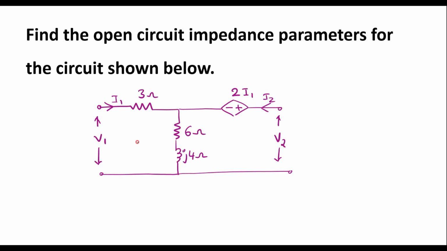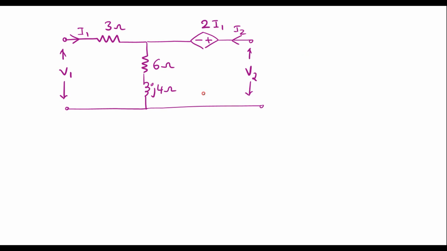In this video, I will solve one numerical on Z parameters. Find the open circuit impedance parameters for the circuit shown below. This is the given circuit. For this circuit, we have to find open circuit impedance parameters. It means we have to find Z parameters for the given circuit. We are supposed to calculate Z parameters.